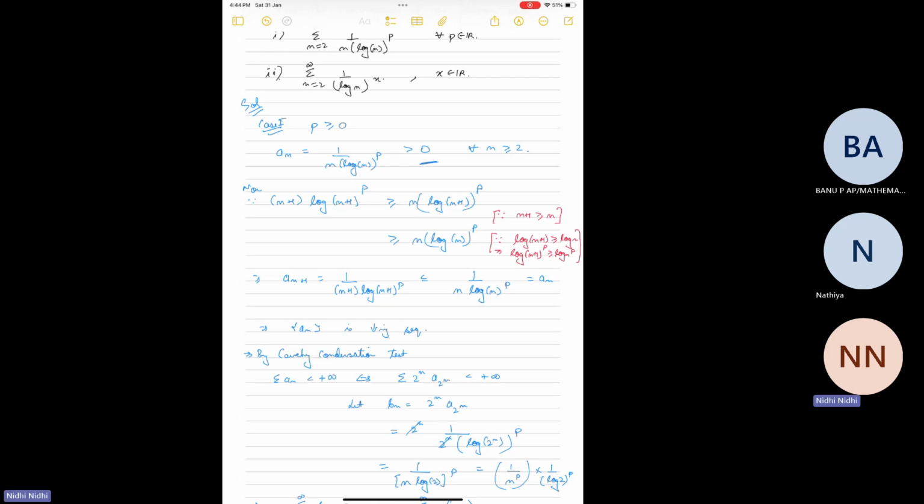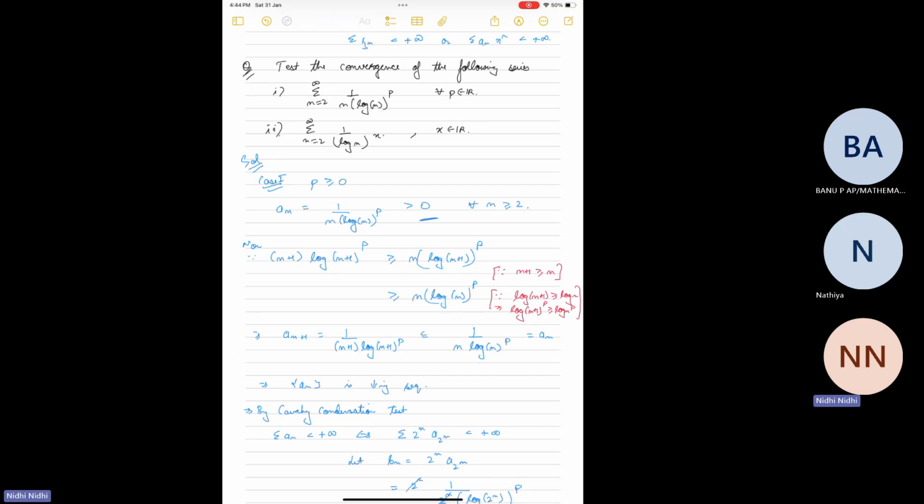I would like you to try the second part yourself. Eventually you'll be using the same things again. You'll have the setup of Cauchy condensation test, and then I would like you to try it yourself, how things are happening again for different values of x. You'll have to see for the case of x positive, x negative in this second part. Please try it yourself. It will be a good practice.